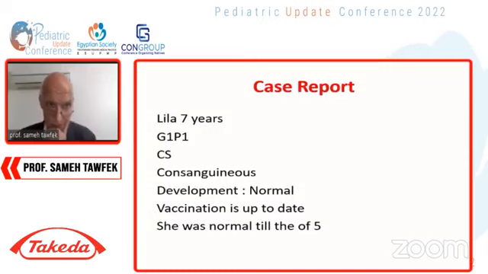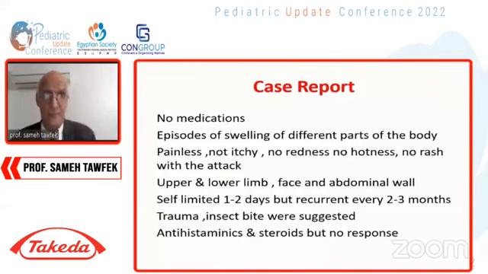A 7-year-old girl, cesarean section, consanguineous parents, developmentally normal, vaccinations up to date, normal till the age of 5 years. She wasn't receiving any medications, but she has episodes of swelling of different parts of the body. And this swelling is painless, not itchy, with no redness, no hotness, no rash with attacks. It includes the upper and lower limbs, face, and abdominal wall.